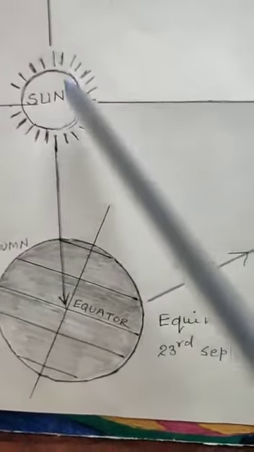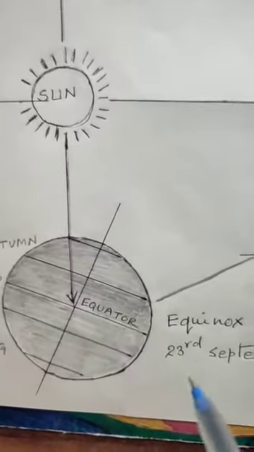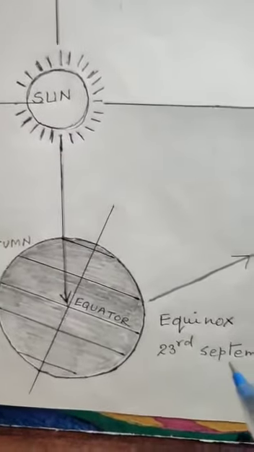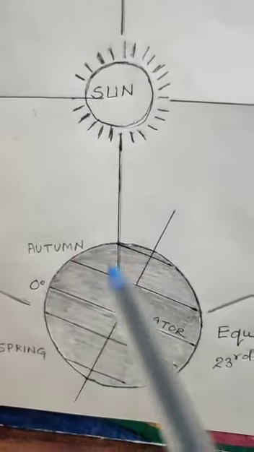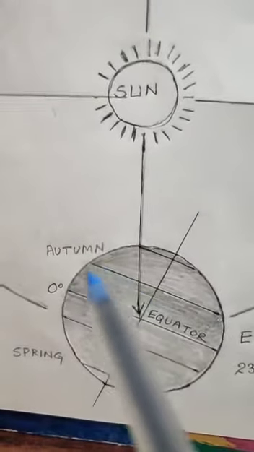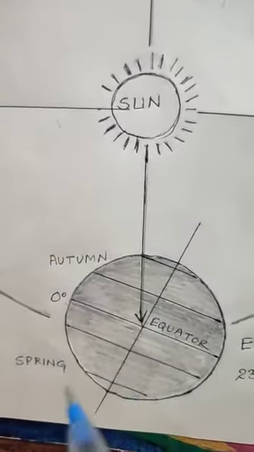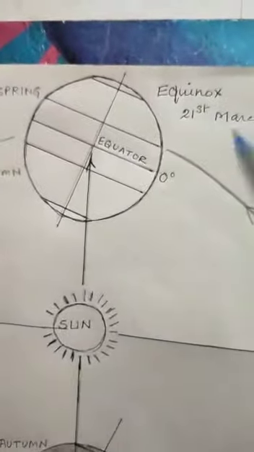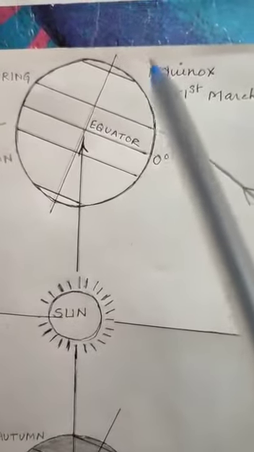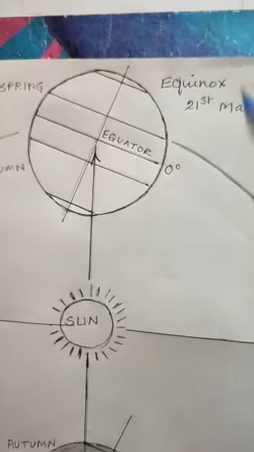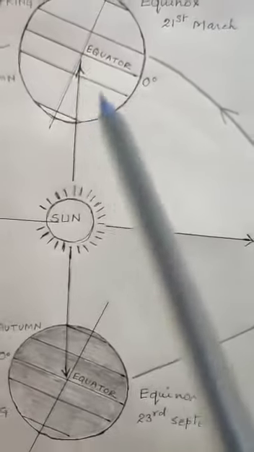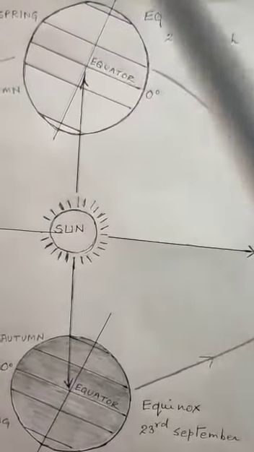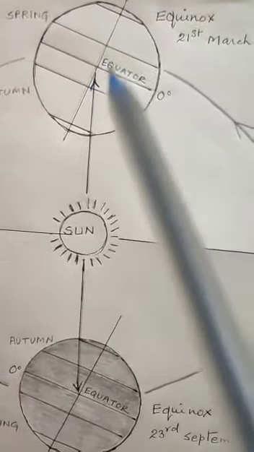Now another equinox. Again, the vertical rays of the sun fall on the equator, but the day is 23rd September. This time also there is equal day and night throughout the earth. But the season in the northern hemisphere is autumn now, and in the southern hemisphere it is spring. So you have learned that there are two equinoxes. Equinox is equal day and night. Equi means equal, nox is night. So on two days, that is 21st March and 23rd September, vertical rays of the sun fall on the equator. That is why throughout the earth there is equal day and night.